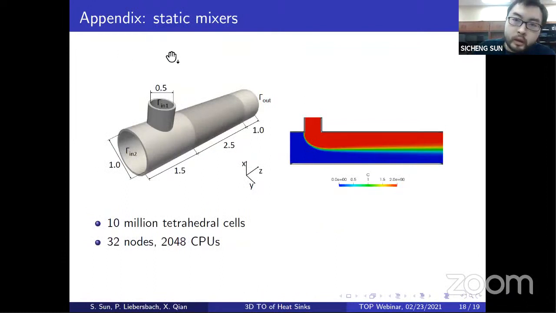Other is the appendix. Appendix is the static mixer. How to move this up? I think the title is blocked.